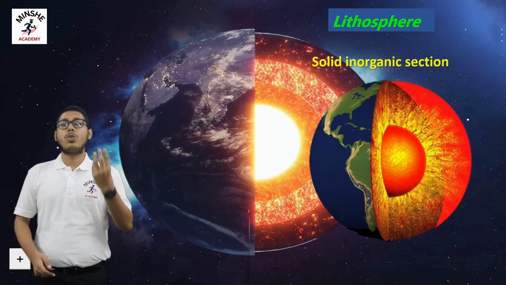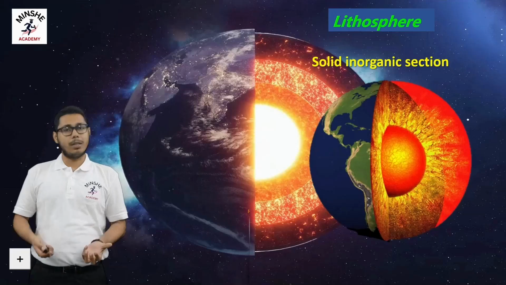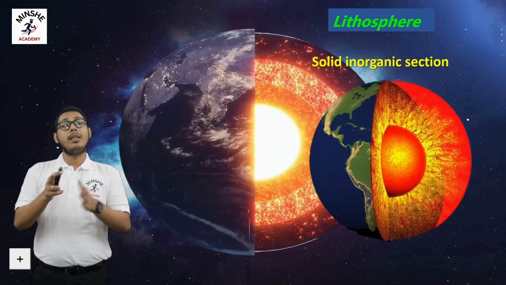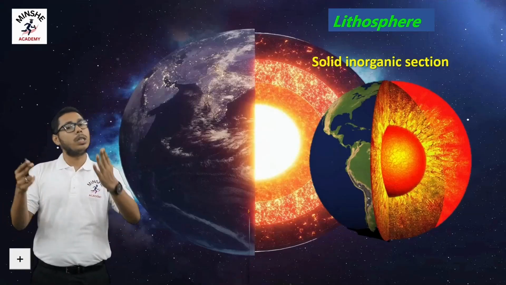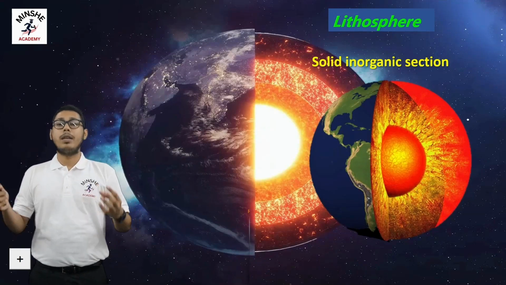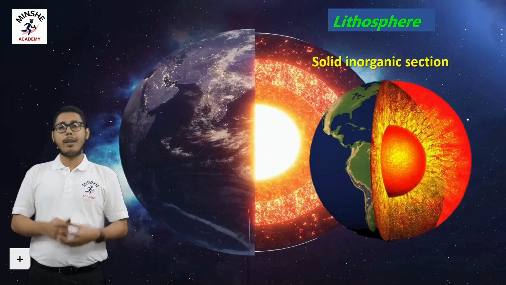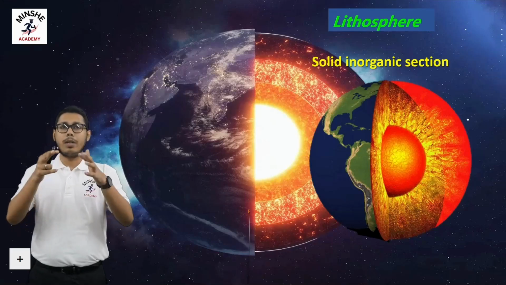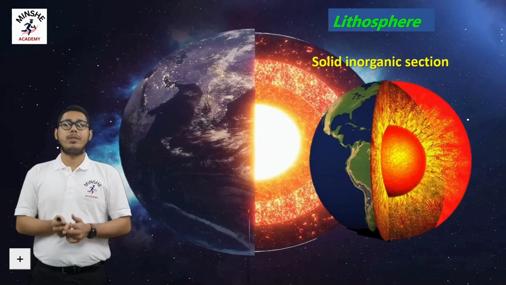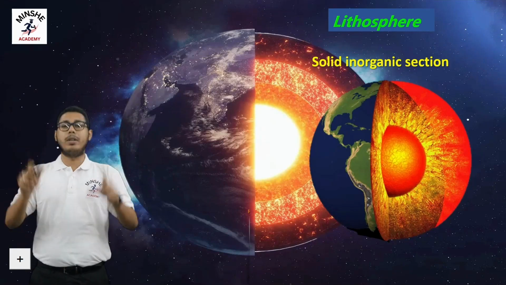This is nothing but the solid inorganic section of the earth. As I already said, solid inorganic. Why? We know the surface of the earth is solid. Why inorganic? Because it is composed of various minerals, right? So this is why it's the solid inorganic outer section of the surface of the earth.